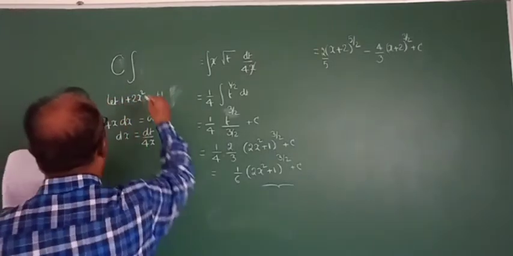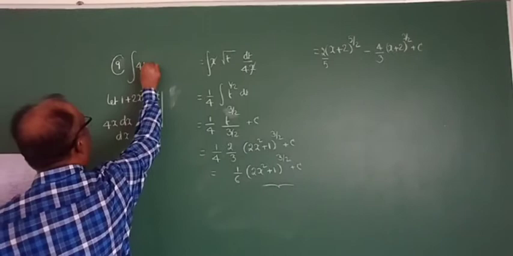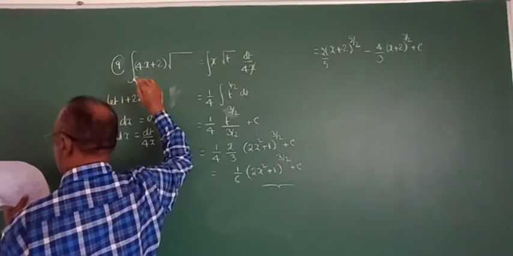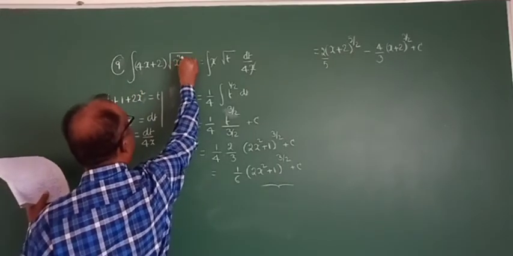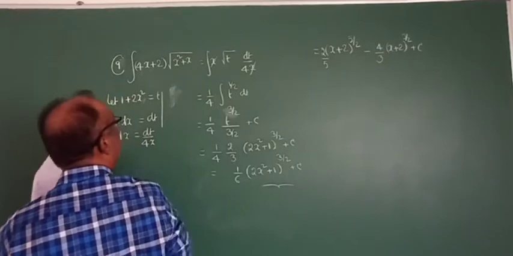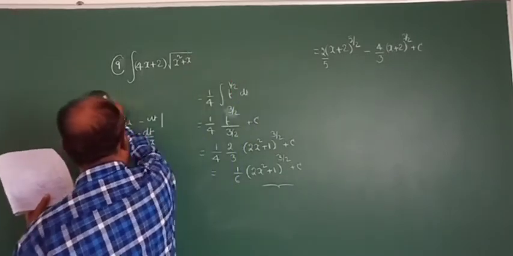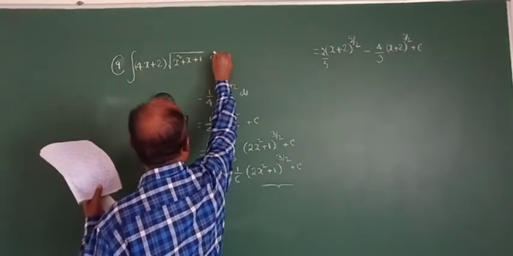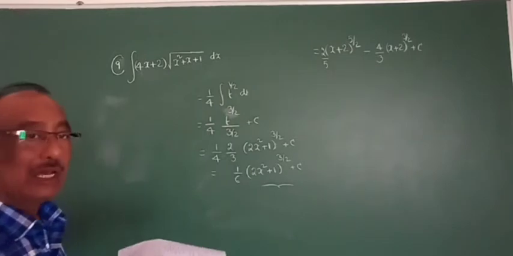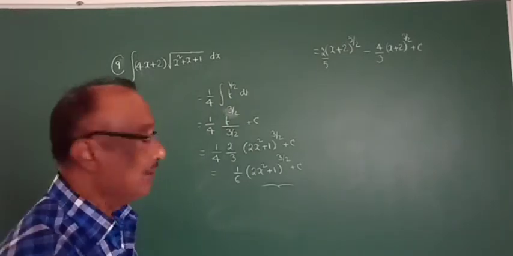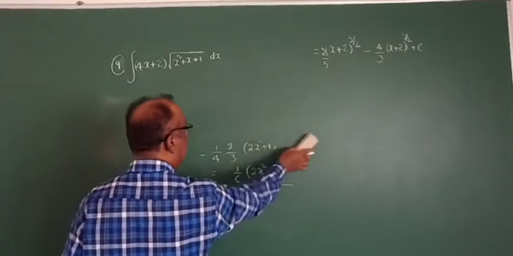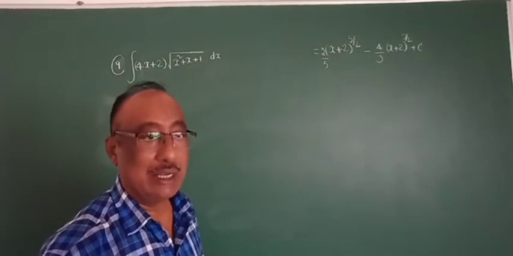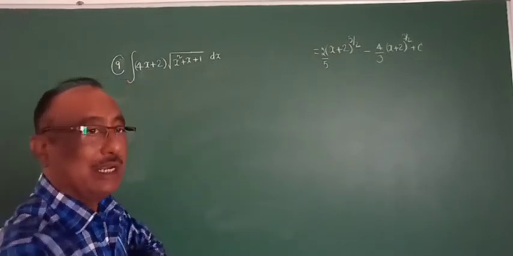Right, 4th, 9th problem. First we can do the integral of (4x plus 2) into root over x square plus x plus 1, into dx. The root function is the greatest compared to the non-root function. Everyone, the root function, let it be t.